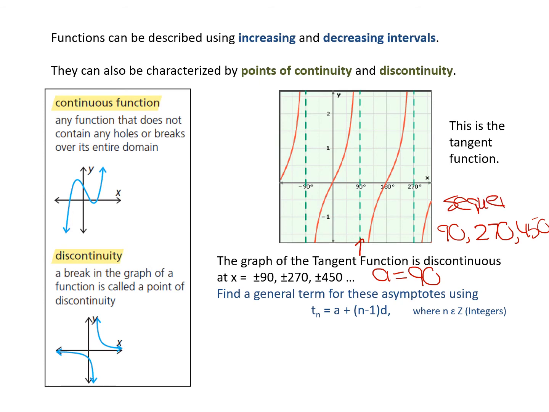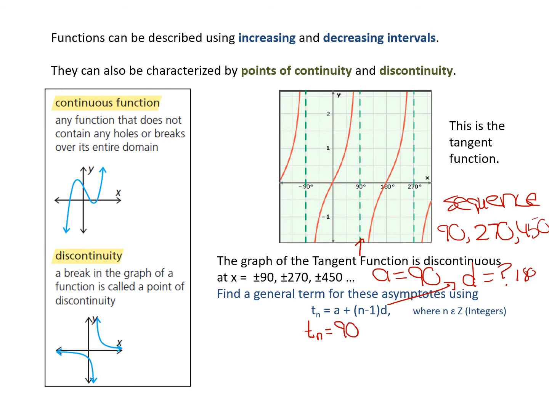What is the D? Remember D? D stands for the common difference. What is the common difference between all of these points? It's arithmetic. So it's 180. The D is 180. So I'm going to put this into the formula. My general term formula means this Tn is any point of discontinuity. A value is 90. That's the first number.